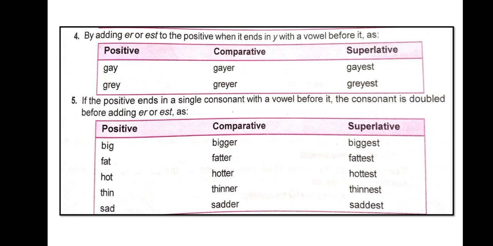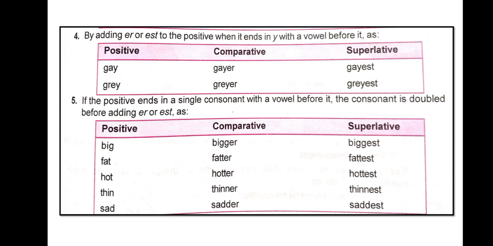Number 5: if the positive ends in a single consonant with a vowel before it, the consonant is doubled before adding er and est. Now here, if any positive ends with a single consonant, for example, first there is big. It ends with a single consonant, so when we use it in the comparative and superlative, the spelling will change to a double G. Here see, big, bigger, biggest.